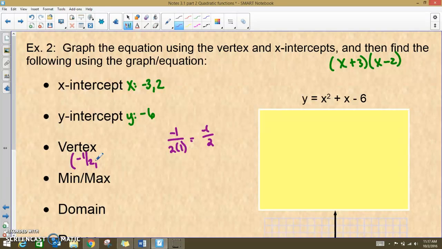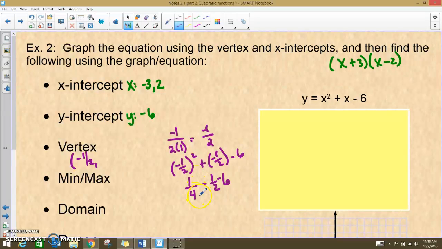Okay, and then now we need to find the y coordinate. So we're going to plug -1/2 in for both the x's. Okay, so when I square the 1/2, I square the numerator, square the denominator. Oops, and that's a -6. Okay, so you either can find common denominators for everything, or you can punch it into your calculator.